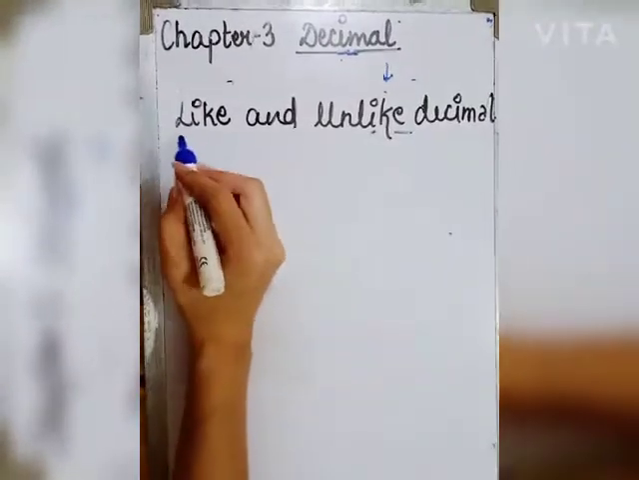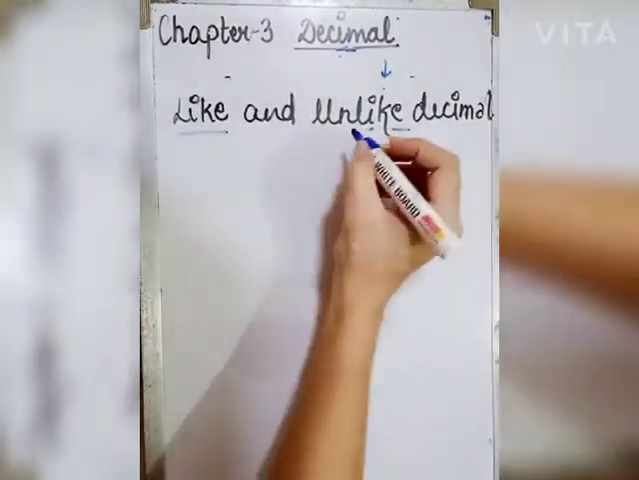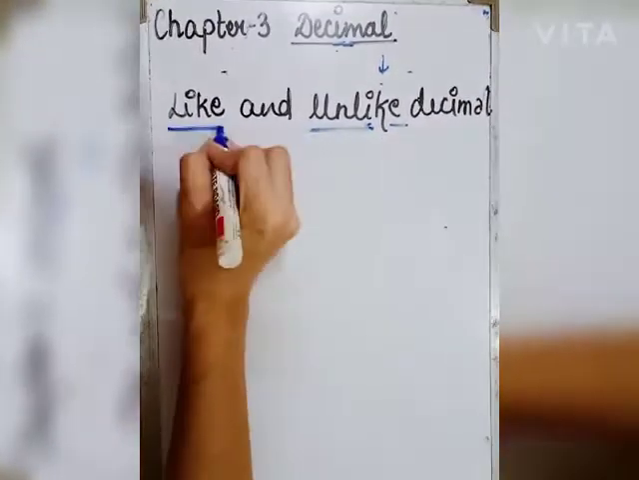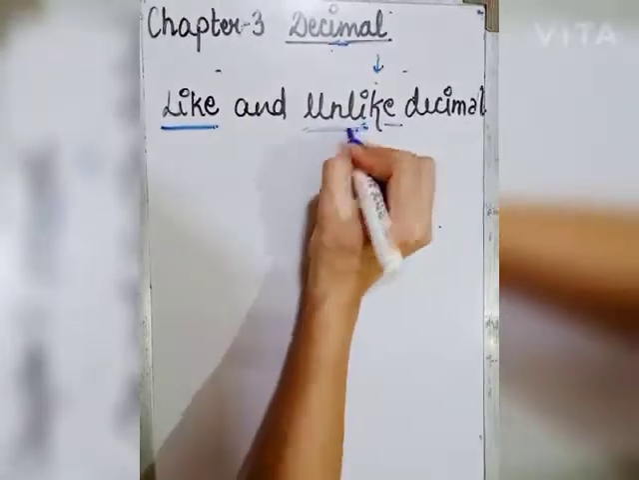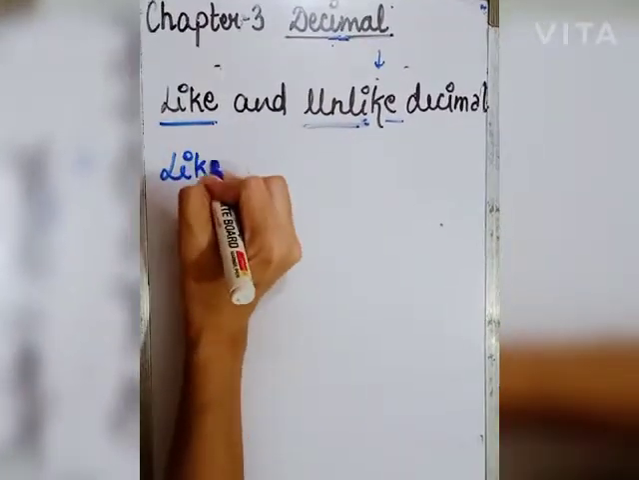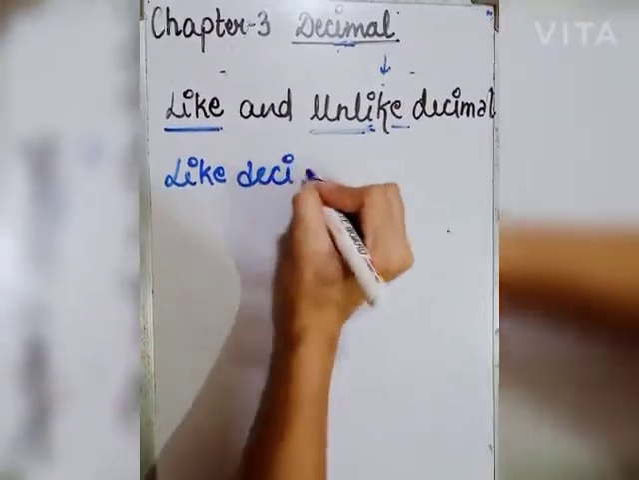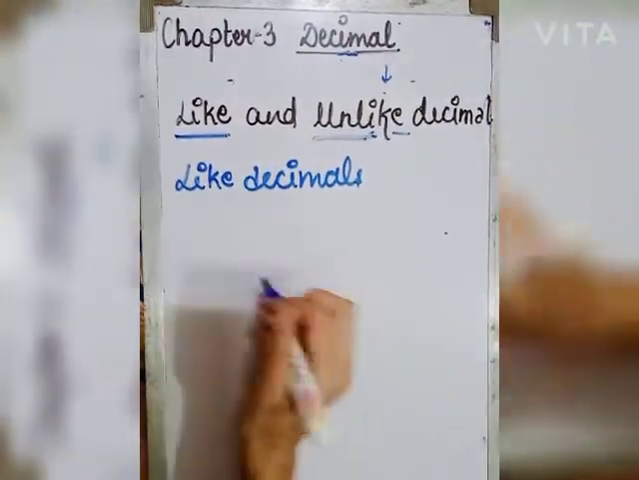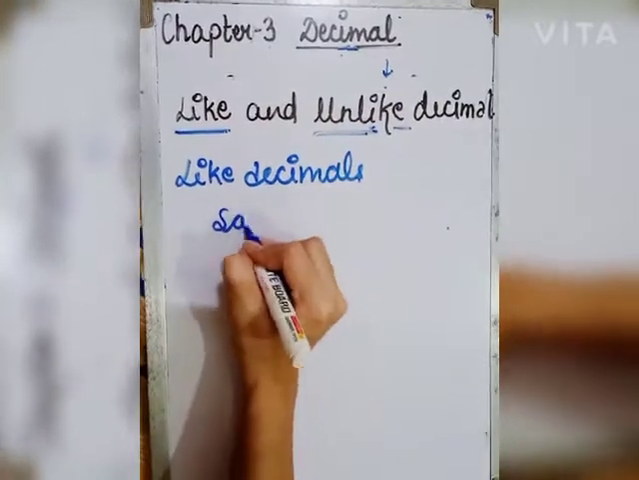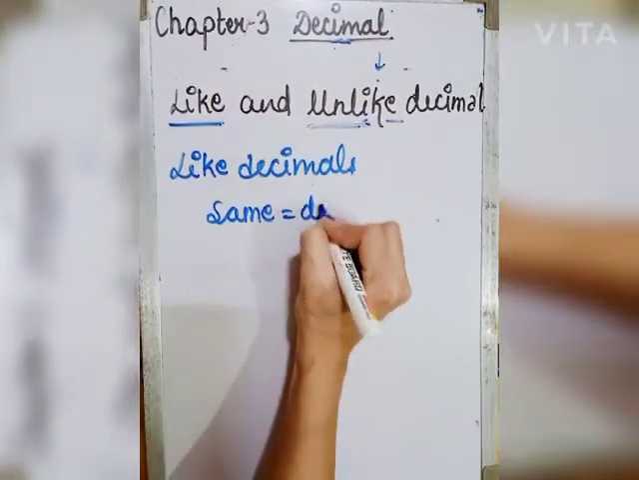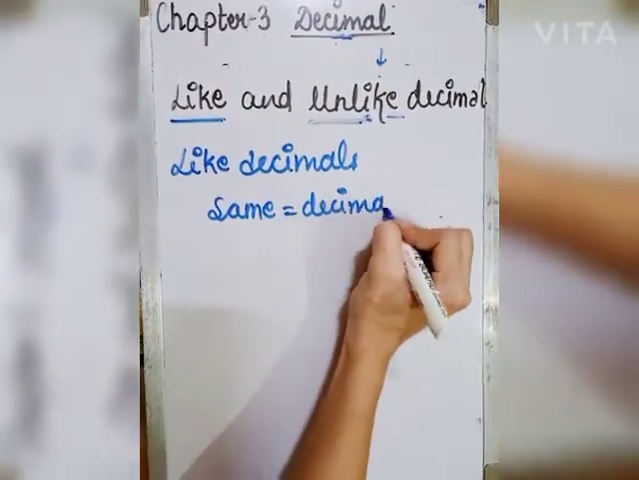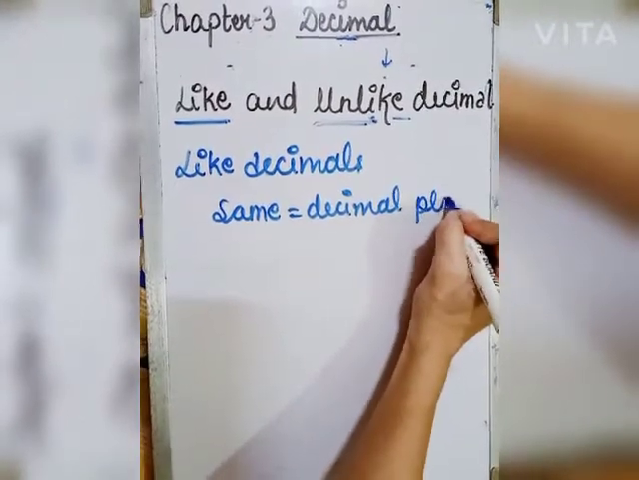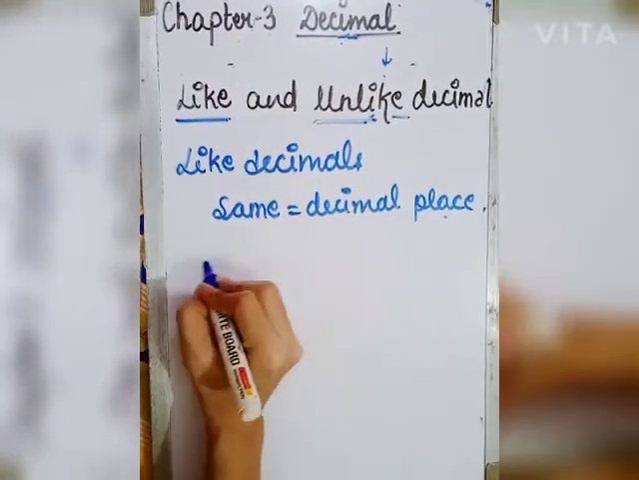Now we will see what are the like decimals and unlike decimals. Like decimal क्या होते हैं और unlike decimal क्या होते हैं? Like decimals are the decimal numbers with the same number of decimal places, जहाँ पर same decimal places होती हैं. And what are the decimal places? I have told you already. Now see example.